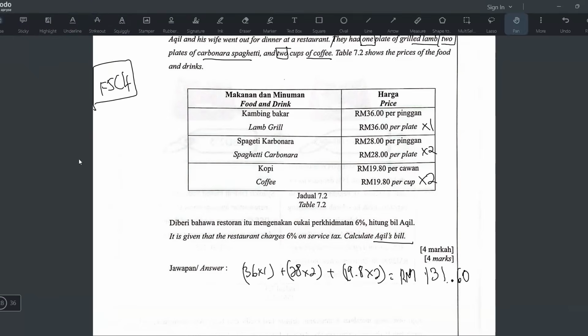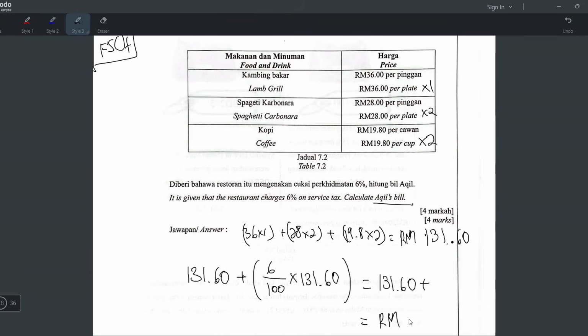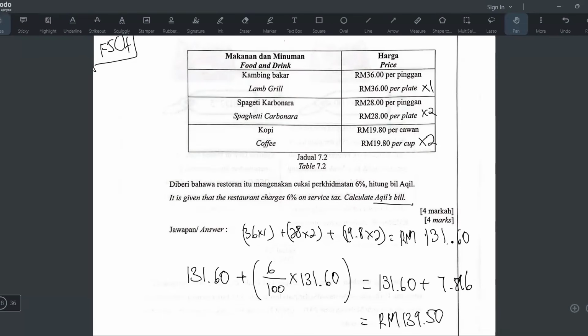But they charge 6% service tax. So what do you have to do? 131.60, which is the original price, has to be added with the 6%. And the 6% is 6% times the total price, 131.60. Your answer will be 131.60 plus this, and then you get the final answer. Let's press this first. Times 0.06, 7.896, and then the answer plus 131.6. My calculator gives me 139.496, but it's RM, so you should write it in two decimal places. So it's 139.50, since the 496 rounds off to 50 cents. So that's the total of Akil's bill. All right, that's it.